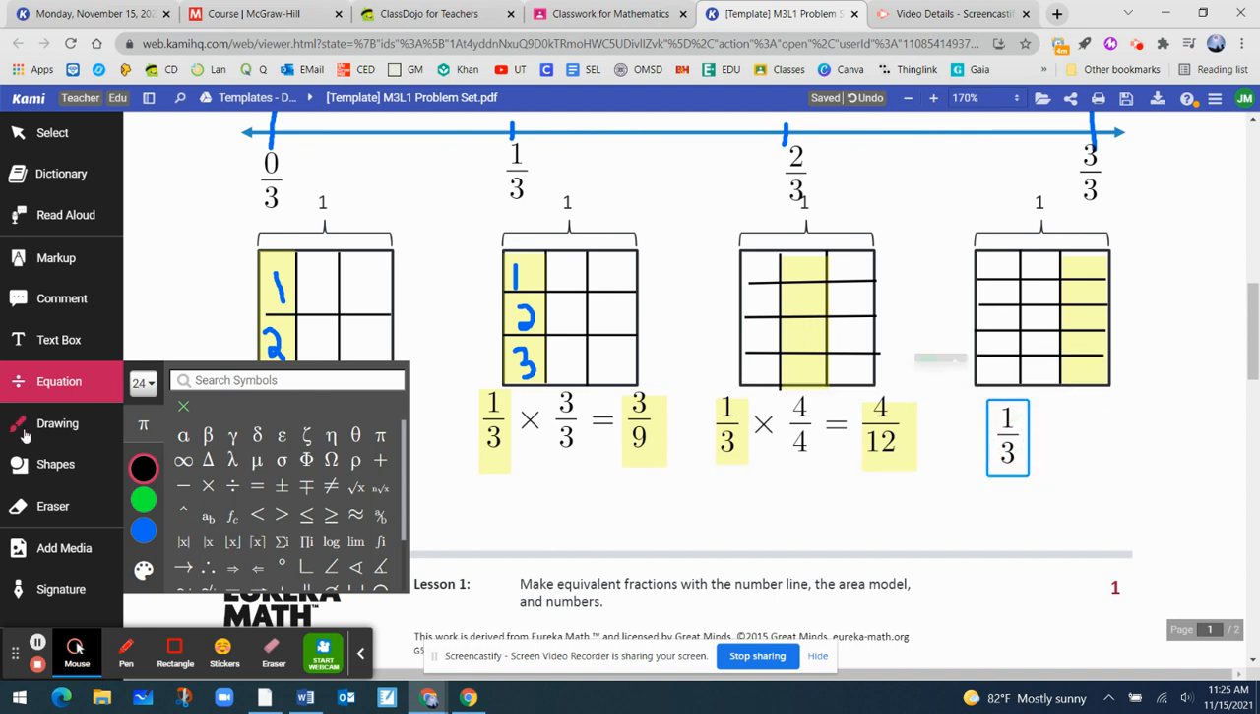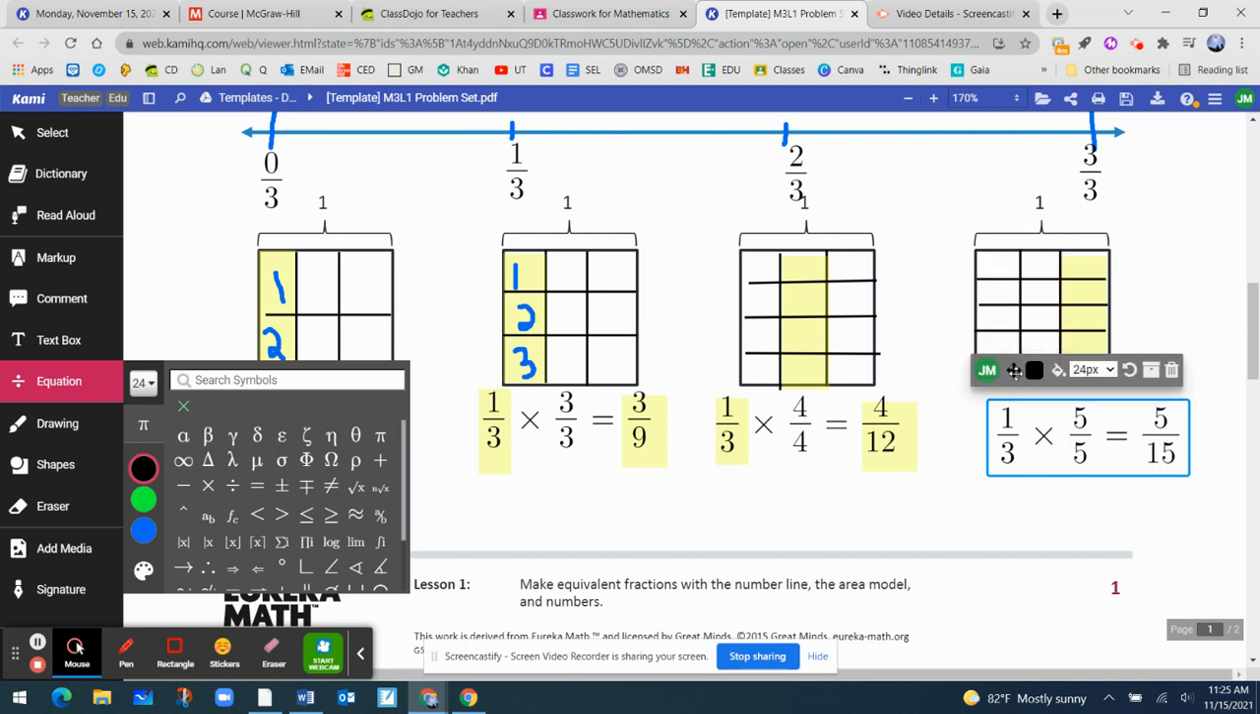So now we're going to multiply the 1/3. How many rows did we make? 1, 2, 3, 4, 5. 5 rows. So that means 5 over 5. When you do that, you multiply the numerators. 1 times 5 equals 5, and 3 times 5 equals 15.